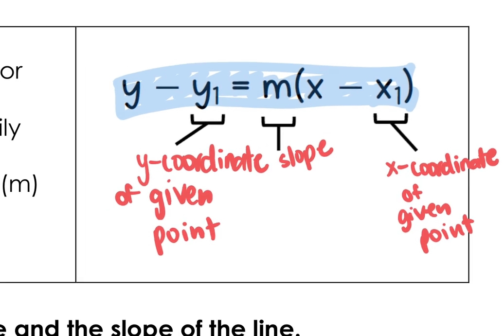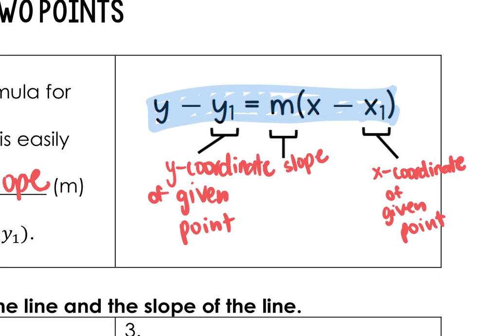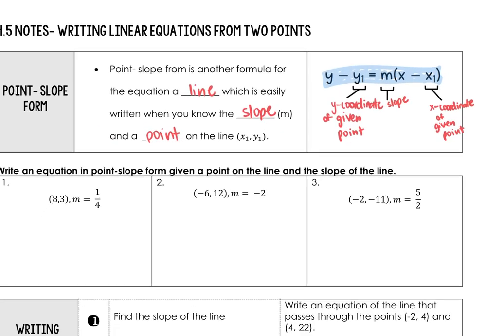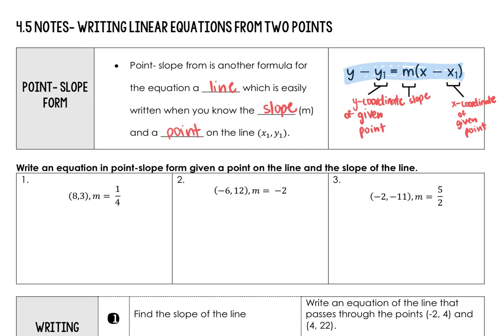So when we have this y minus y1 equals m times x minus x1, this y1 is where we're going to plug in the y coordinate of the point that we know. We can plug in our slope for m, and then we can plug in the x coordinate of the point we know right here where it says x1. Okay? So that's what we're going to practice first here. I have given you a point and the slope, and we're just going to practice writing the equation in the point-slope form.